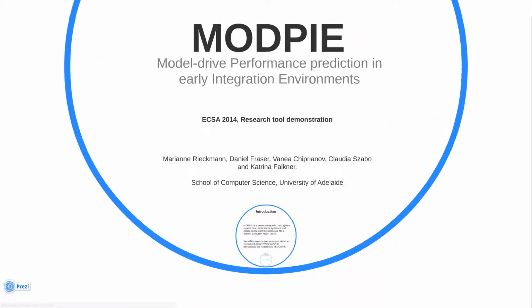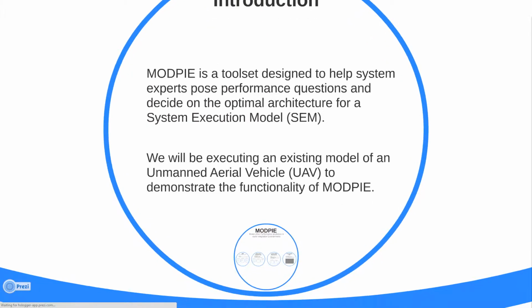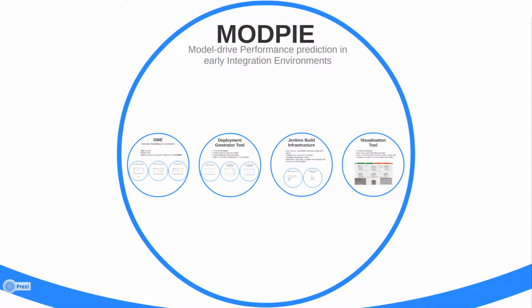MODPIE is a toolset designed to help system experts pose performance questions and decide on the optimal architecture for a system execution model, or SEM. We will be executing an existing model of an unmanned aerial vehicle, or UAV, to demonstrate the functionality of MODPIE. MODPIE is broken up into 5 phases: modeling, deployment, execution, observation, and analysis.